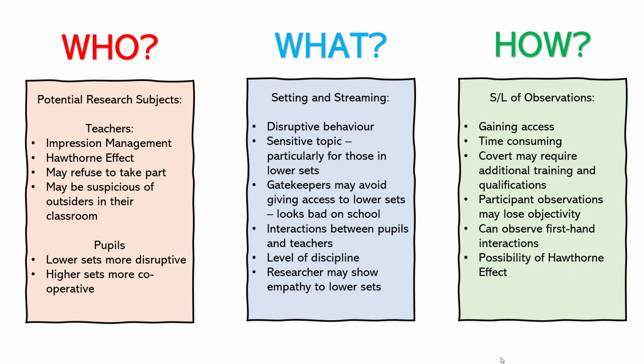Strengths and limitations of observations. Well, gaining access is a big limitation. How do we gain access? We may have to establish a cover, which can be time consuming. If it's a covert observation as well, we may require additional training or qualifications. Participant observations, well, people may lose objectivity, and we'll talk about this in relation to Stephen Ball's research into Beachside Comprehensive. However, you can observe first-hand interactions. They're really, really useful for seeing what is going on, to get real insight into people's behaviours.